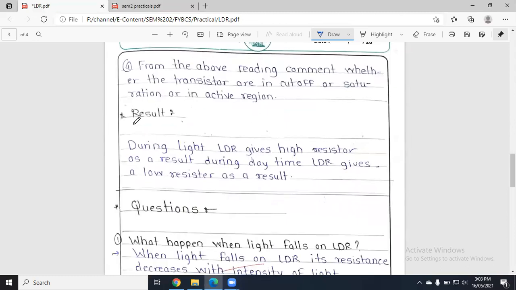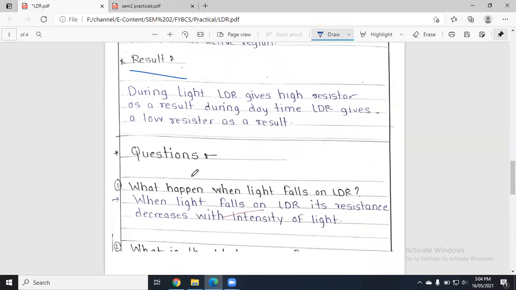Now what is the result of your entire experiment? During the dark, LDR gives high resistance. As a result, during the daytime, LDR gives a low resistance. Correct. So whenever there are dark conditions, LDR gives high resistance, and in daytime LDR will give you a low resistance. So this is the final result of your experiment.